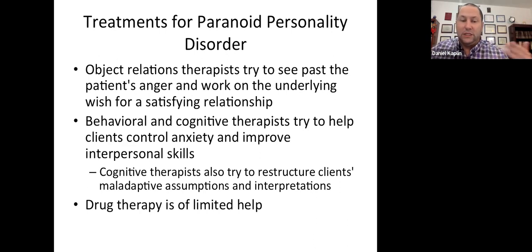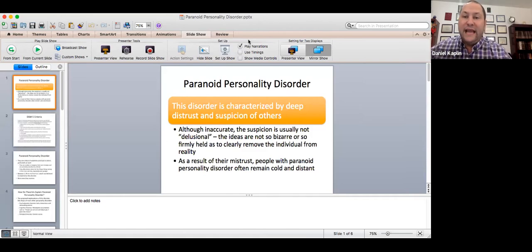Now, what about drug therapy? If we say there are biological origins, there aren't many good pharmacotherapeutics for paranoid personality disorder. We can use pharmacology to treat features around the condition, but typically drug therapy is of limited help. So that is a very brief synopsis of paranoid personality disorder.